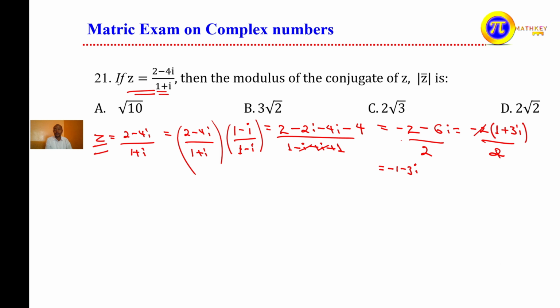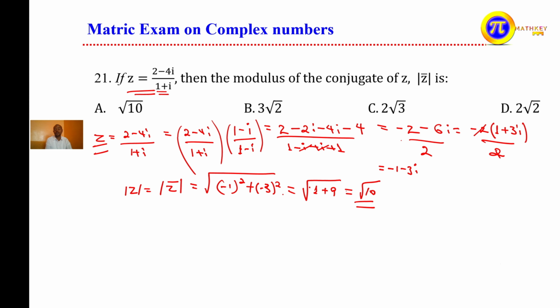If that's so, we know that the modulus of z is equal to the modulus of its conjugate. So this is equal to the square root of negative 1 square plus negative 3 square. Negative 1 square is 1, plus negative 3 square is 9. So their sum becomes 10, which is equal to the square root of 10. Here we have the same solution as we did before.